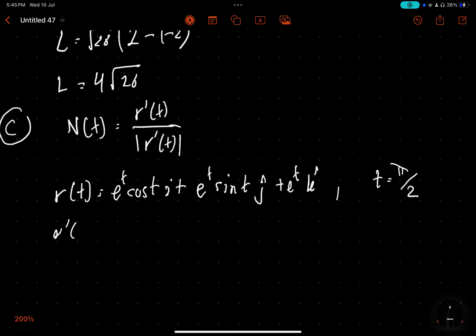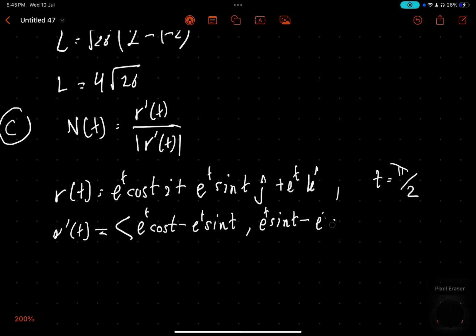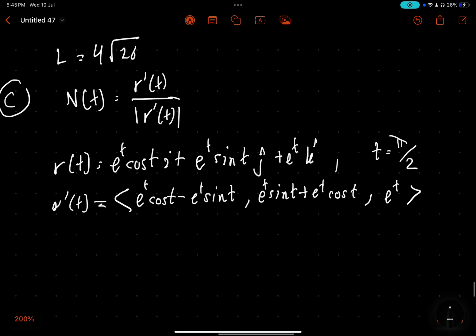Okay, so r prime of t equals, we're going to apply the product rule. So let's write it in vector form. So e to the t cosine of t minus e to the t sine of t, that's for the x, and then we have e to the t sine of t plus e to the t cosine of t, and e to the t. Now that's r prime.